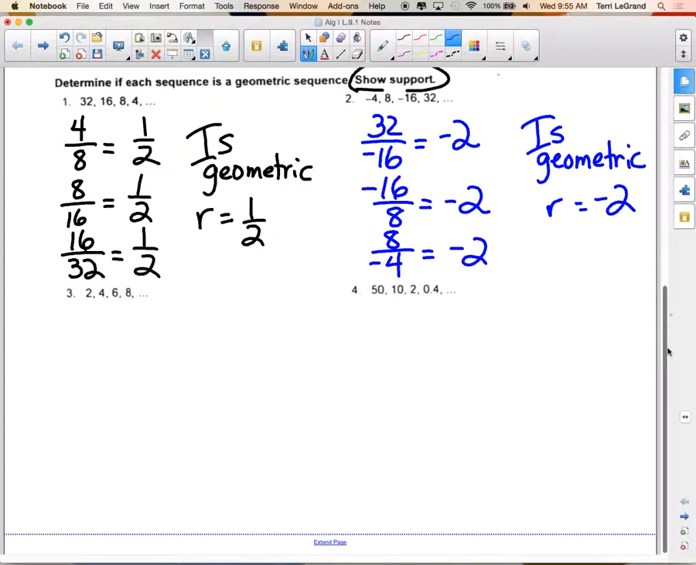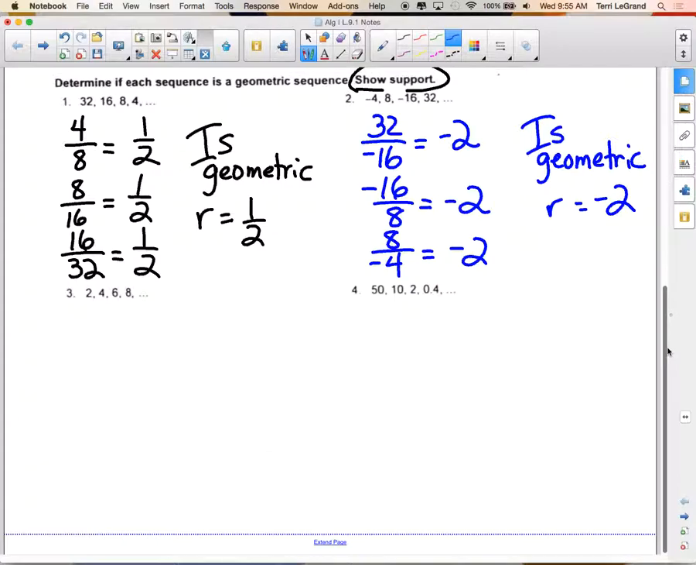Do you think they'll stay positive? No. No? What's 4 times 1/2? 2. What's half of 2? 1. What's half of 1? 1/2. And what's half of half? A fourth. And then half of a fourth is an eighth. Do you think we're really ever going to get into negative territory? Oh, can we? We're multiplying positives by positives. We can't get into negative territory. It keeps getting smaller and smaller, but it's never going to get into negative territory.